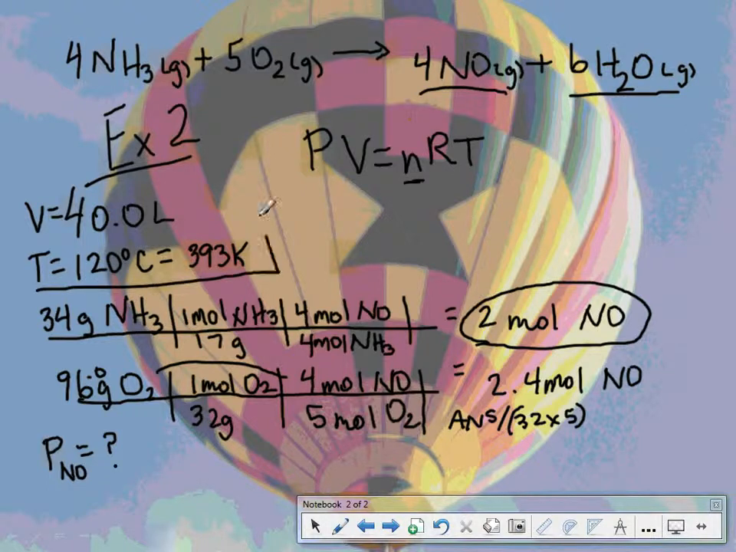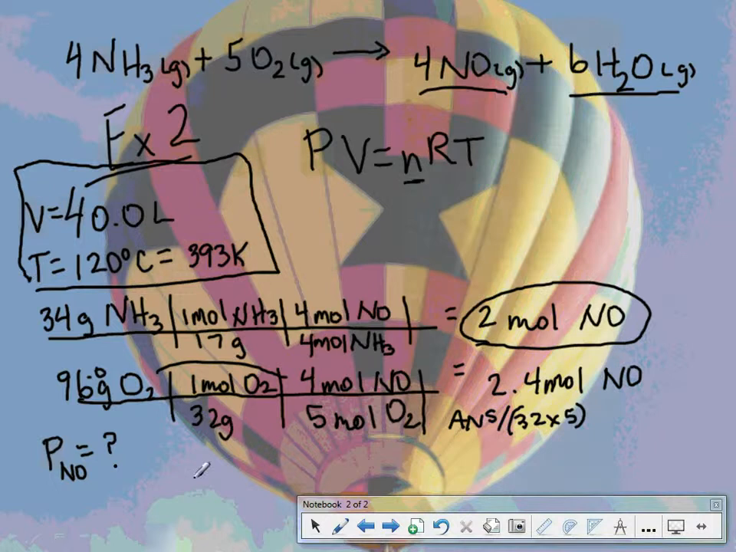Well, now let's solve for the pressure that NO, nitrogen monoxide, has at these conditions. We don't want to know what it's changing to, we want to know just what it is. So we're going to use PV equals nRT, where we want to get pressure by itself, so divide both sides by volume.